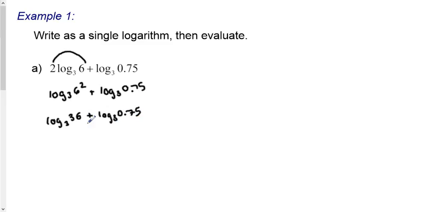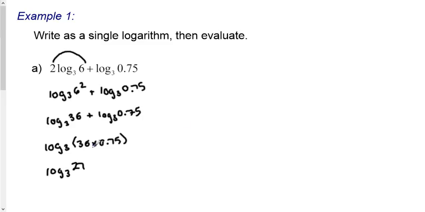Now, since I have the same base on both logs, and I'm adding them, I can use another law of logs that states that if I have the same base and I'm adding two logarithms, I can multiply these numbers instead. I'm going to say 36 times 0.75. If I do that, I'm going to get the log base 3 of 27.